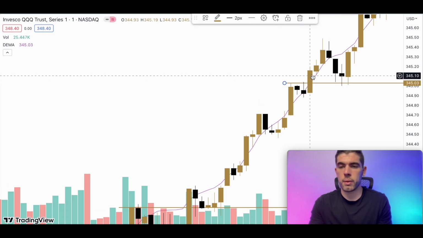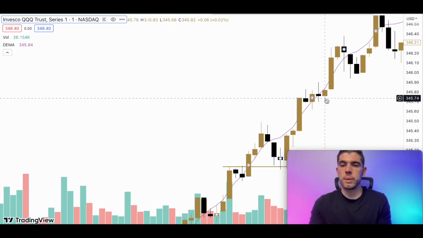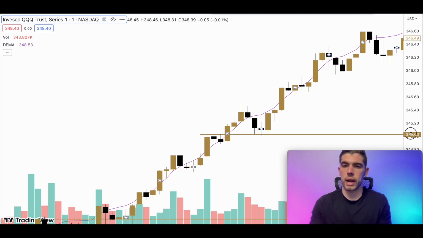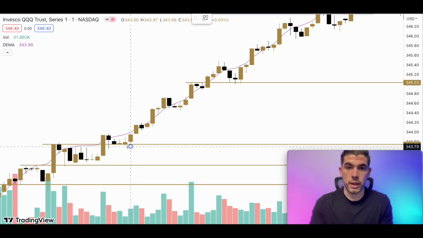Push back up, came down, push back up, retesting that resistance that turned into support, push back up, and it just keeps doing the same thing. This is so profitable. Well, these days don't happen every single day, right? They don't happen all the time, but this is a very strong bull trend.